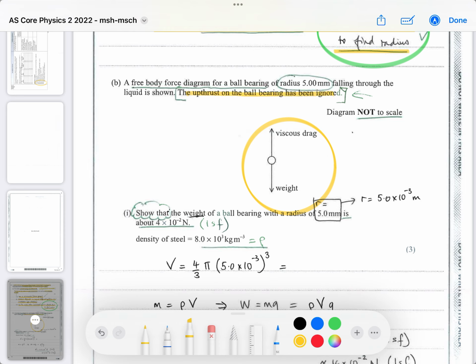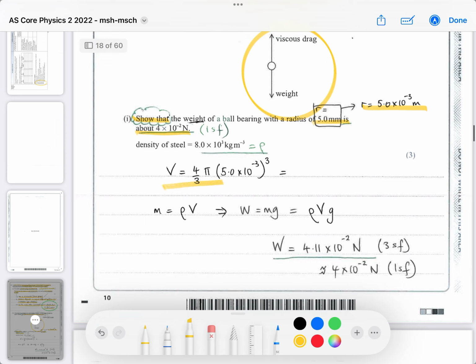Okay, the radius is 5 millimeters, so that is 5 times 10 to the minus 3 meters. They want you to show that the weight of the ball bearing of that size would be roughly 4 times 10 to the minus 2 newtons. So we know the volume can be calculated using this equation. When you put the numbers in, to get the mass, you've got to multiply the volume by the density, which is provided here, to 2 significant figures. To get the weight, you then need to multiply by gravity.